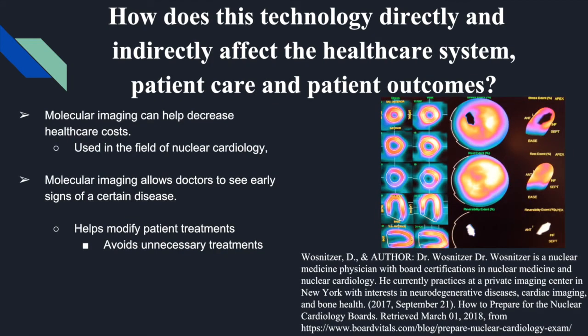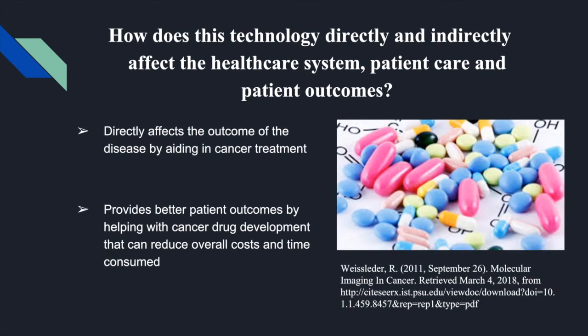How does this technology directly and indirectly affect the healthcare system, patient care, and patient outcome? Molecular imaging can help decrease the healthcare costs. It was used in the field of nucleocardiology, where it helped save a lot of money because it showed clinical approaches while offering a good solution for the patient. That was beneficial for the patient because that helped them avoid unnecessary treatments, discomfort, and side effects. Molecular imaging also allows doctors to see early signs of a certain disease that can help them modify the patient's treatment and overall avoid unnecessary treatments.